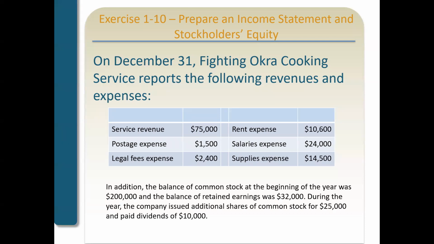Let's look at this one, guys. On December 31st, Fighting Okra Cooking Service reports the following revenues and expenses. In addition, the balance of common stock at the beginning of the year was $200,000, and the balance of retained earnings was $32,000. During the year, the company issued additional shares of common stock for $25,000 and paid dividends of $10,000. So it gives us all this information.